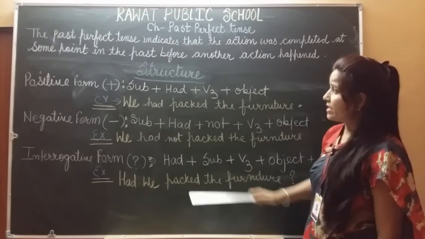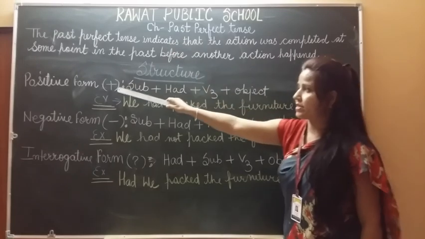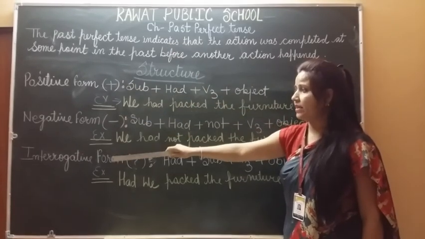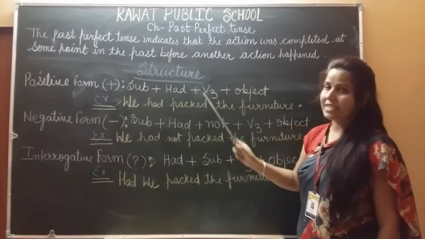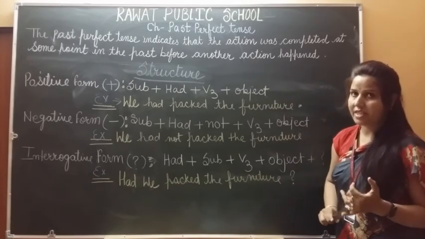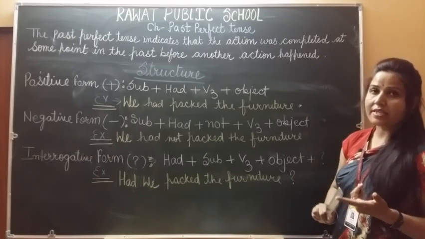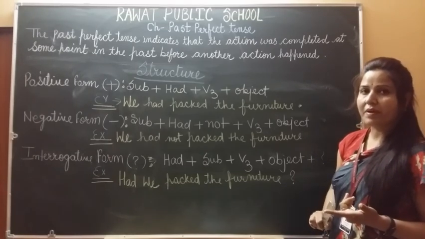Okay, so these are the structures of past perfect tense: positive, negative, and interrogative. So in this chapter you have read about the past perfect tense definition, uses of past perfect tense and structure of past perfect tense.